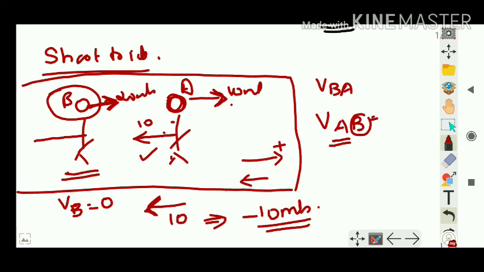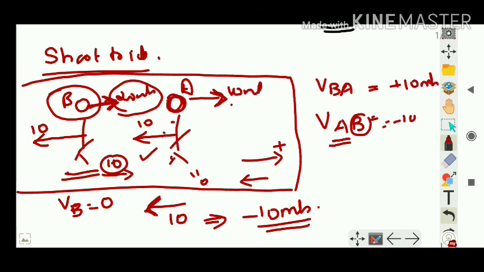Then B also has to have 10 meter per second added in this direction, right? So that A's velocity has now become 0, whereas B's net velocity will be in this direction. Because 20 is larger, 20 minus 10 will be 10 meter per second. So this direction is positive. So VBA will have 10 meter per second, whereas VAB will be minus 10 meter per second.